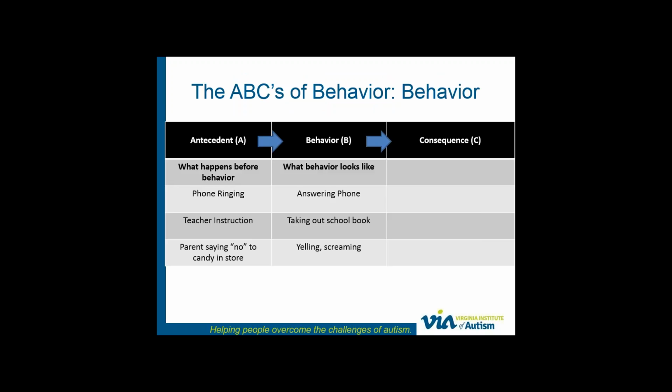So the B of the ABCs is behavior, and so we know that. Like what I just told you, answering the phone, taking out the school book, yelling, screaming, and the behavior should be something that we really can measure very well so that we know when we're actually making improvement.